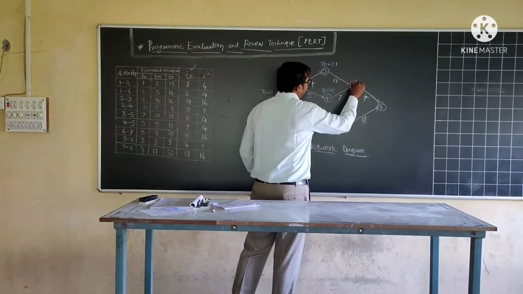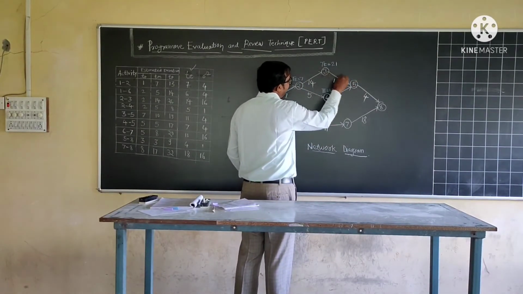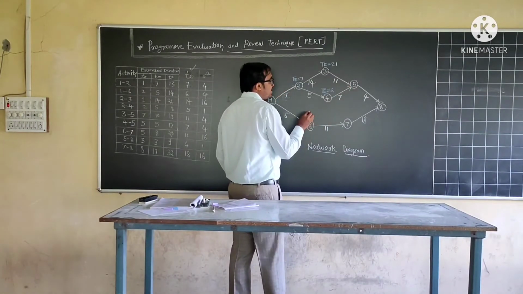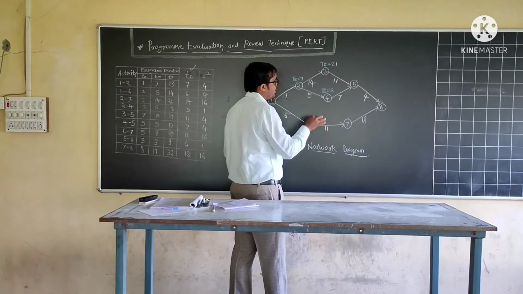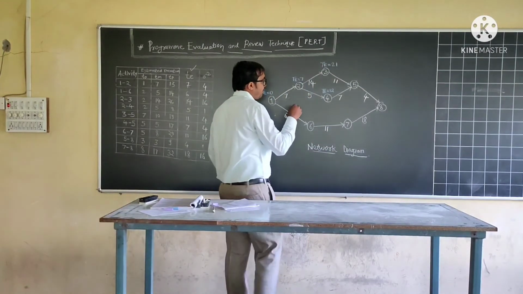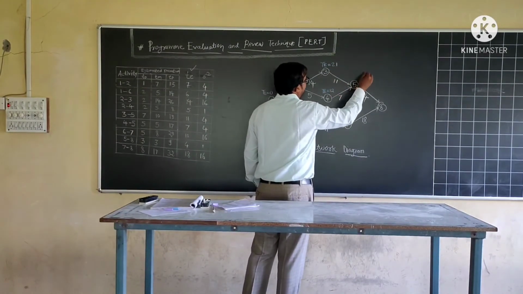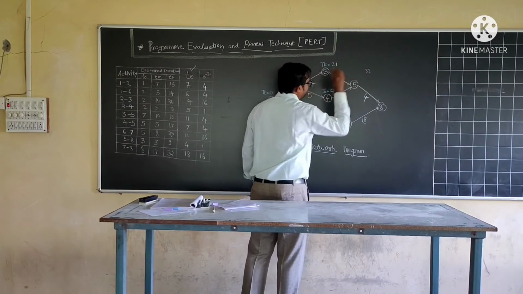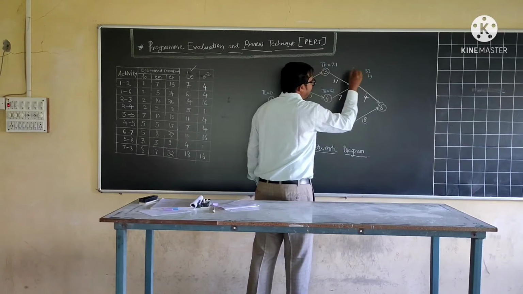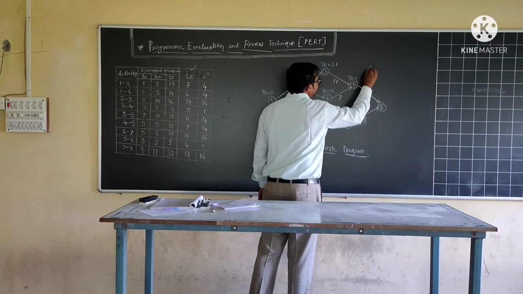Now, at event number 5, there are two activities coming in: activity 3 to 5 and activity 4 to 5. We will see which value is more, because for TE we will consider the maximum value. TE 21 plus 11 is 32, and 12 plus 7 is 19. So we will consider the maximum value for TE for event number 5, that is 32.